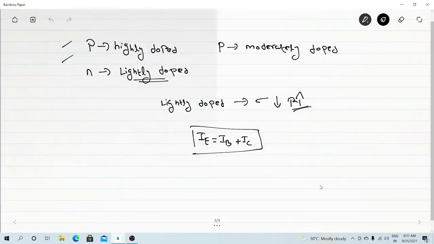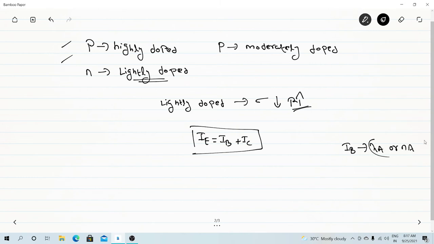That is basically in the range of microampere or nanoampere, which is very small. So in the formula we can neglect this IB, so the expression will be IE nearly equal to IC if we are neglecting IB. Okay, so this is the thing.